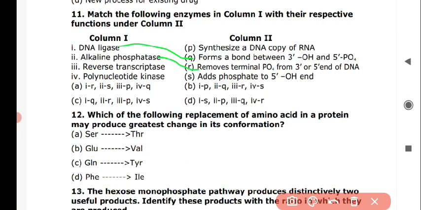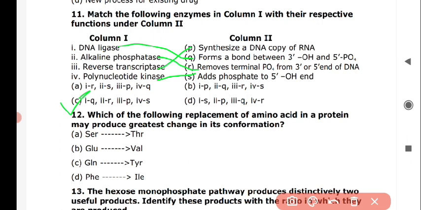end of DNA. Next is reverse transcriptase. It correctly matches with option number P, that is synthesize a DNA copy of RNA. And for polynucleotide kinase, it correctly matches with option number S, that is adds phosphate to 5-OH end. So option C is correct for this question.